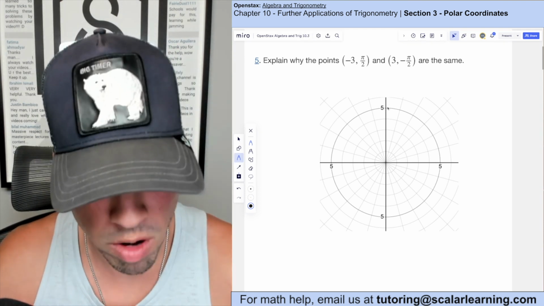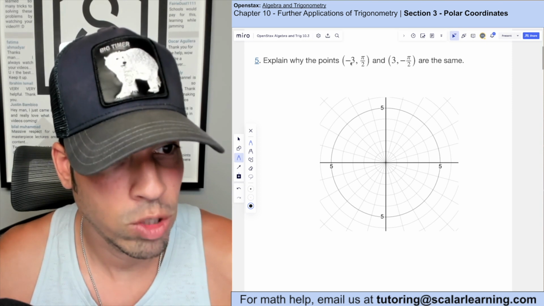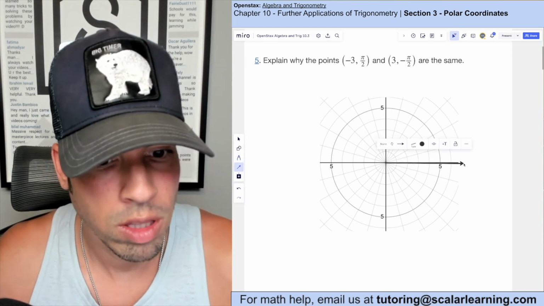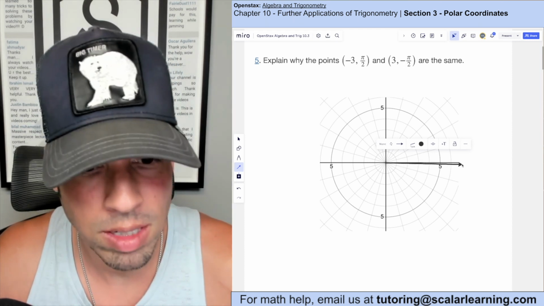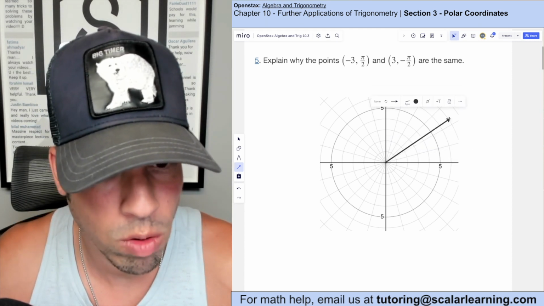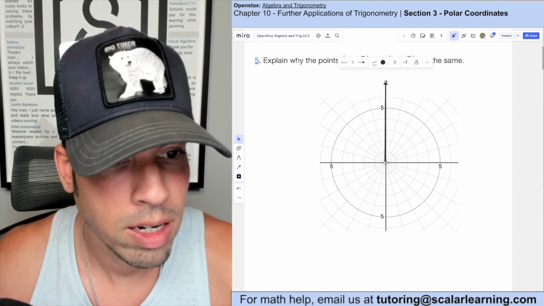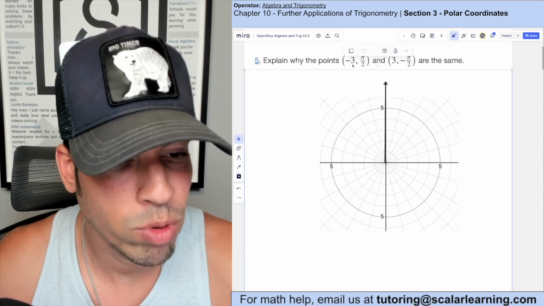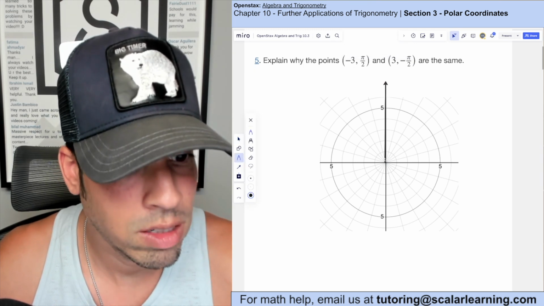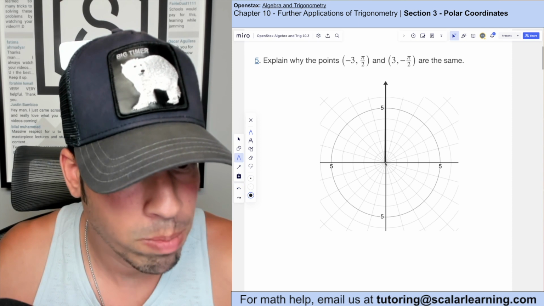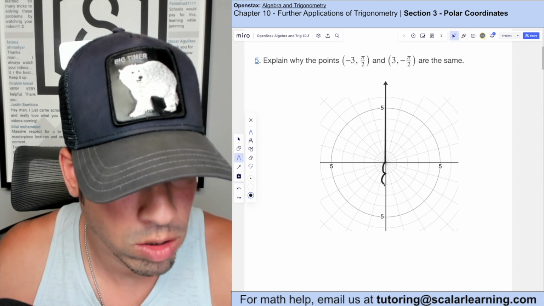Explain why the two points (-3, pi/2) and (3, -pi/2) are the same. All right, so I'm going to graph both of them. First, let's graph (-3, pi/2). Again, I'm going to start with that theta value. The theta value is pi/2, which is the same as 90 degrees. So starting from this point, we go up to here. So here's our theta value. And then it says not +3, but -3. So instead of going up 1, 2, 3, we go backwards, along the same line, 1, 2, 3.